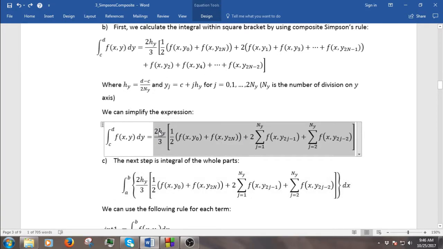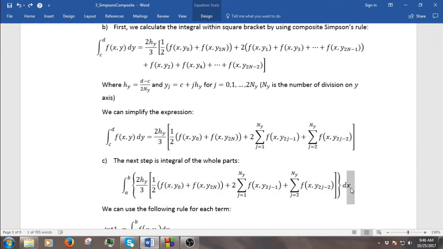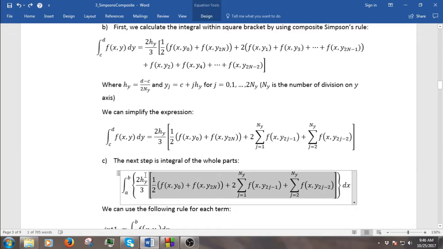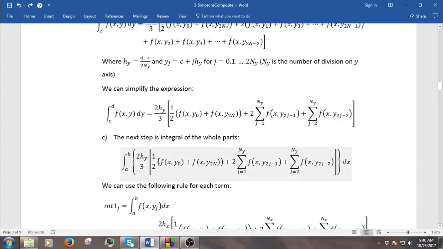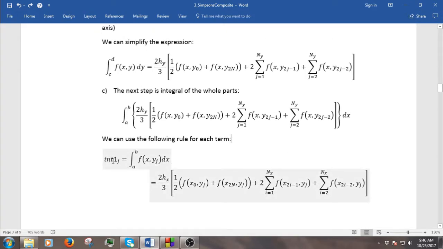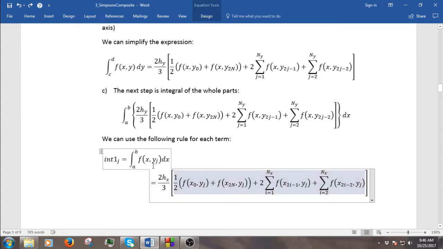And the next step is to integrate the whole part here with respect to x. As you can see, we have this function in the bracket here to integrate with respect to x. And because we have a lot of terms here, we can do some simplification. For example, here we introduce a variable int1, meaning integral 1g. The integral 1g is equal to the integral from a to b of f(x, yg) dx. In this case, we have this result. We have a similar result actually, but this time we integrate with respect to the x-axis, so the x will play as a main part here.